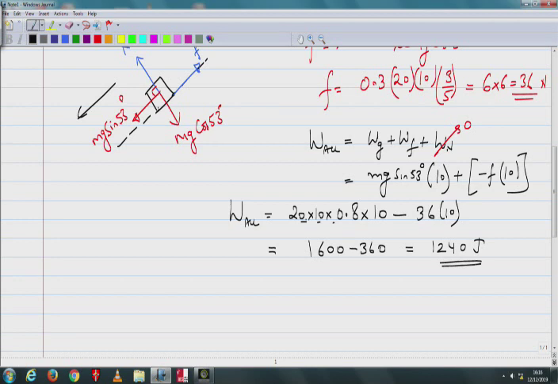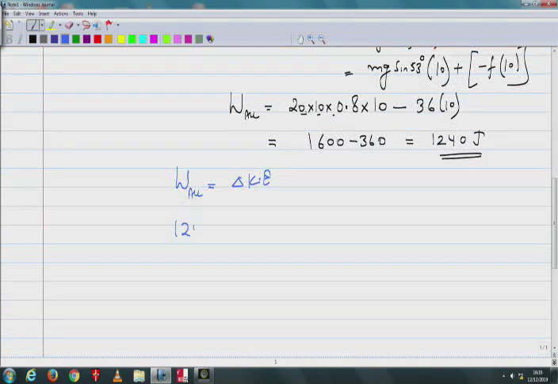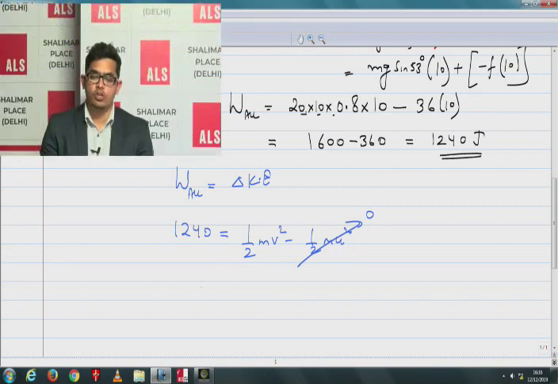So work done by all the forces is equals to 1240 joules. And we know from the work energy theorem, work done by all the forces is equals to change in kinetic energy. So 1240 is the kinetic energy. It is half mv square minus half mu square, final minus initial. Half mu square is 0. So 1240 is equals to half.